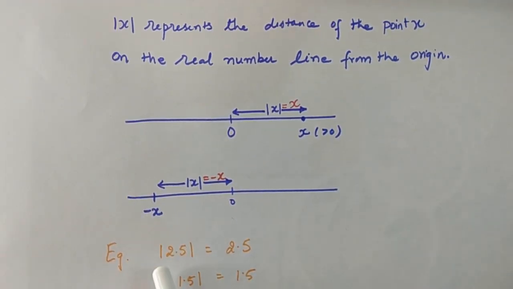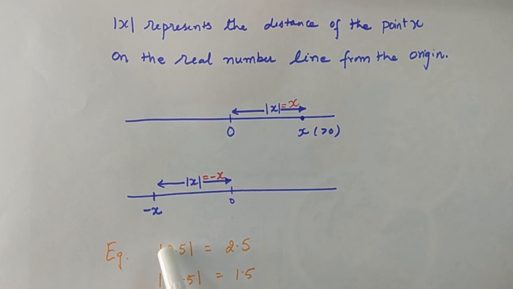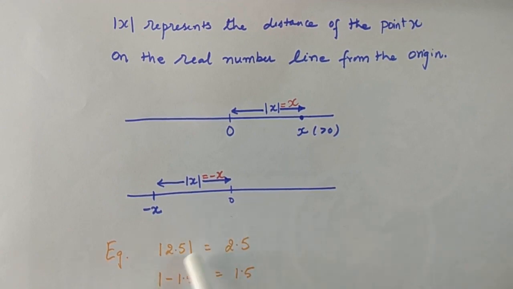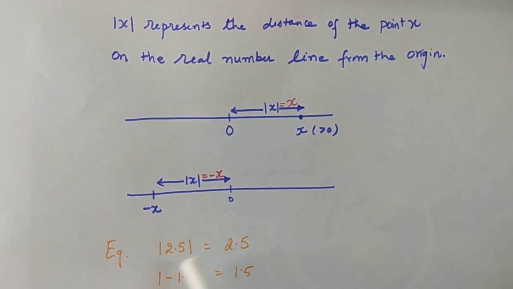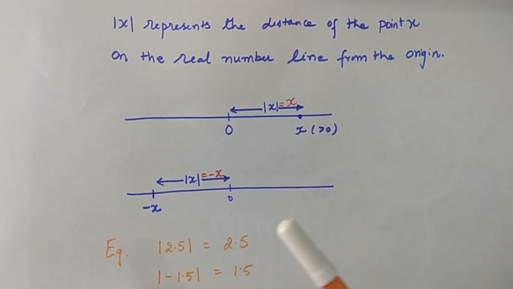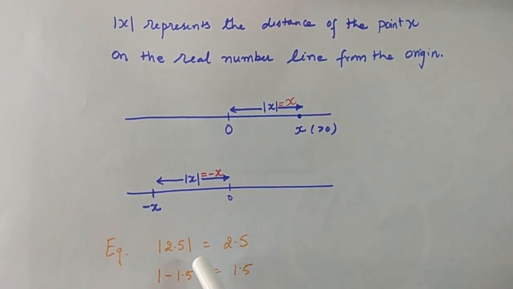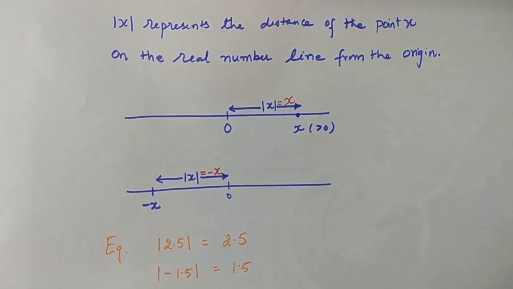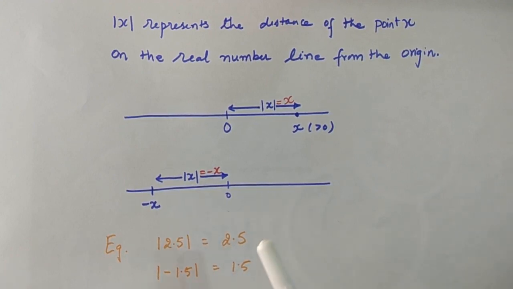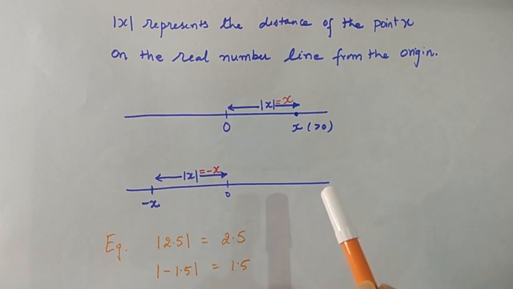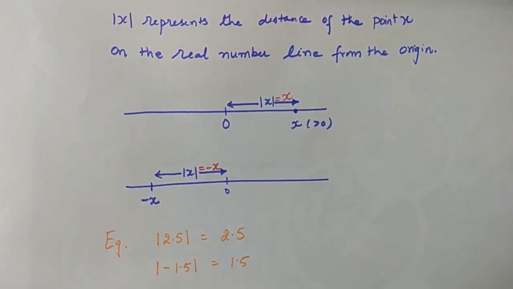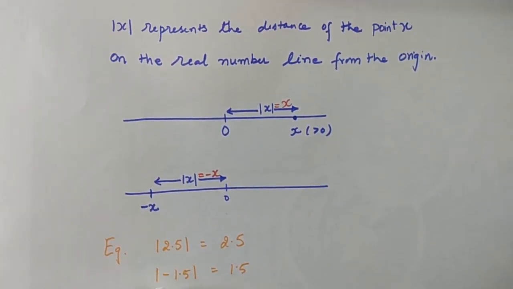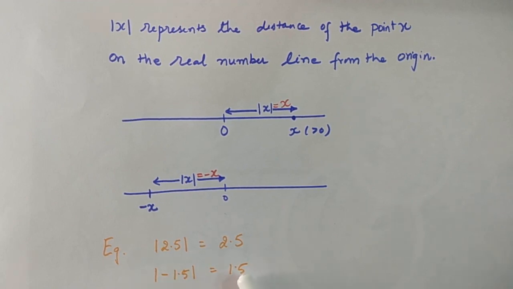As an illustrative example, let us consider modulus of 2.5. According to the definition, since 2.5 is a non-negative, in fact a positive number, its absolute value is just equal to 2.5, which is also equal to the distance of the point 2.5 from the origin on the number line. Similarly, modulus of minus 1.5 will be equal to 1.5.